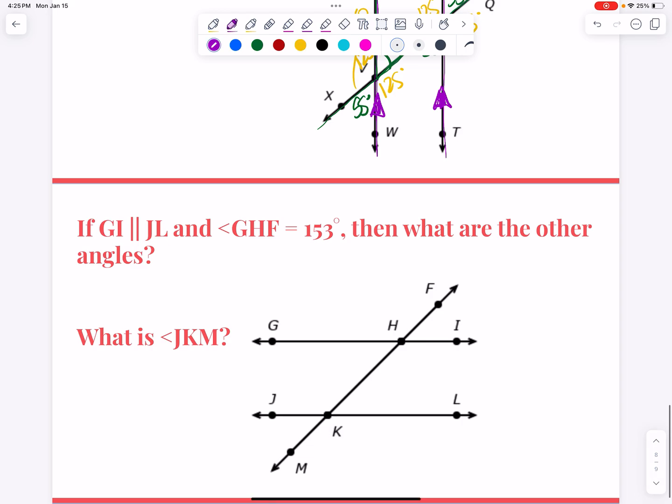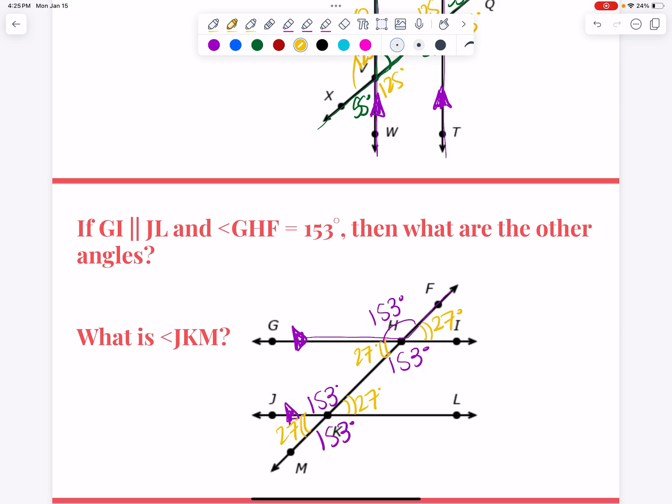Last but not least, we've got a set of parallel lines. These lines are parallel, and it says GHF. That's this angle right here. This angle is 153 degrees. So who else is 153 degrees? I'm just going to copy it for all of those obtuse angles. And then that means that this remaining piece, together those make 180, so that should be 27 degrees. So that's going to be for all of my acute angles on this transversal, 27.